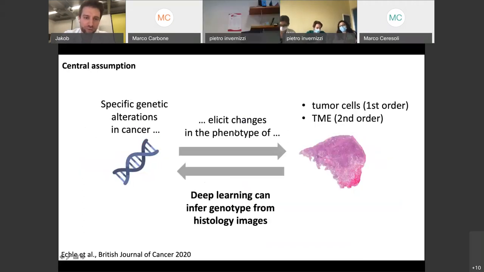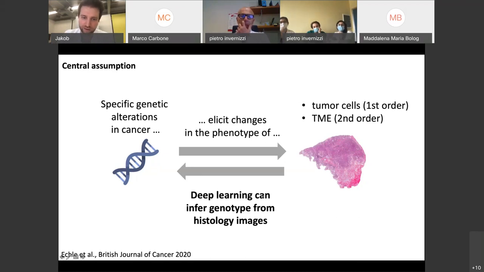And why do we think this is possible? Well, because when we think about genetic changes in cancer, we know that these genetic changes change also the appearance of the tumor. They change the phenotype. So the genotype changes the phenotype and in multiple ways. So for example, a specific mutation in the tumor cells can change the morphology of the tumor cells. The cells are larger or smaller, or the nucleus looks different. But also, in addition to that, we know that specific genetic changes cause changes in the tumor microenvironment, or TME. So, for example, some mutations in tumors are immunogenic, and more immune cells will invade into the tumor, and then when we look at the tumor tissue, we can see this even in raw routine H&E histopathology slides.